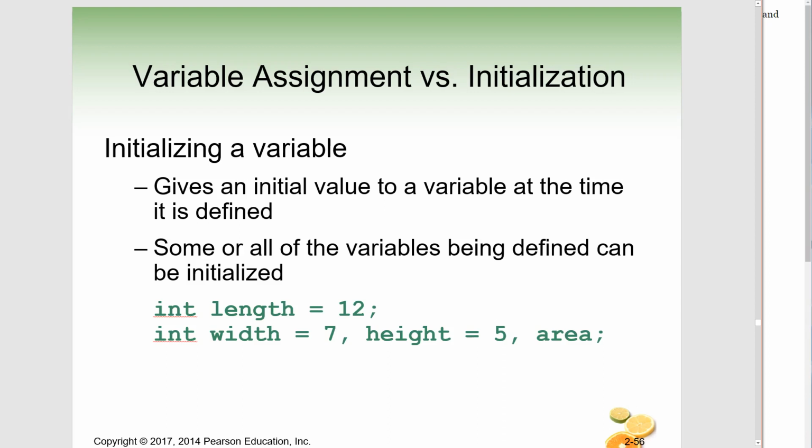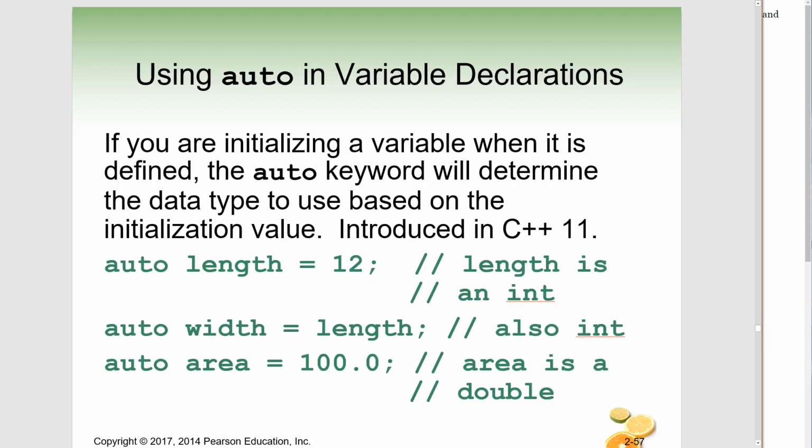All right, so let's go ahead and talk about auto. Auto will help you out a little bit here. That's what it's designed to do. We will actually look at this a little bit later in the course. For now, you can see auto length, and if length is equal to 12, then it sets it as an int. Width equals length, also an int because this was an int up here. And then we have auto for area, and we're setting area equal to 100.0, so it will set it up as a float or double variable. So that's where auto helps you.